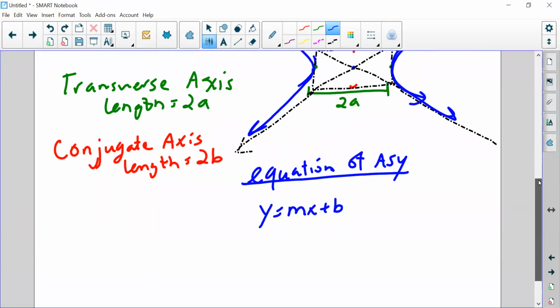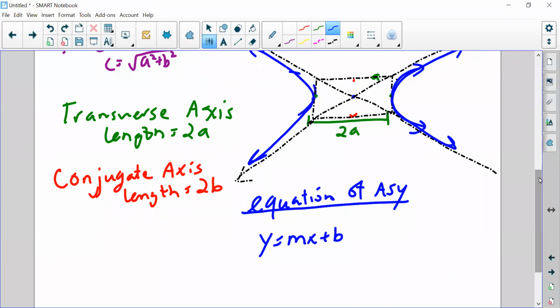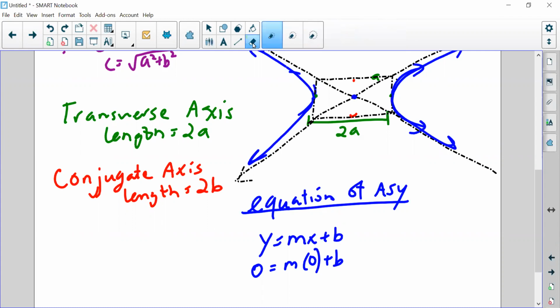And so I know one point guaranteed on each of these asymptotes is my center. So in order to figure out my b, I can use my center point, whatever it happens to be. So let's say my center is 0, 0. Okay. And so that means my x and y are 0. I want to figure out my b. Well, that's easy. b is going to be 0. Okay. In this case.